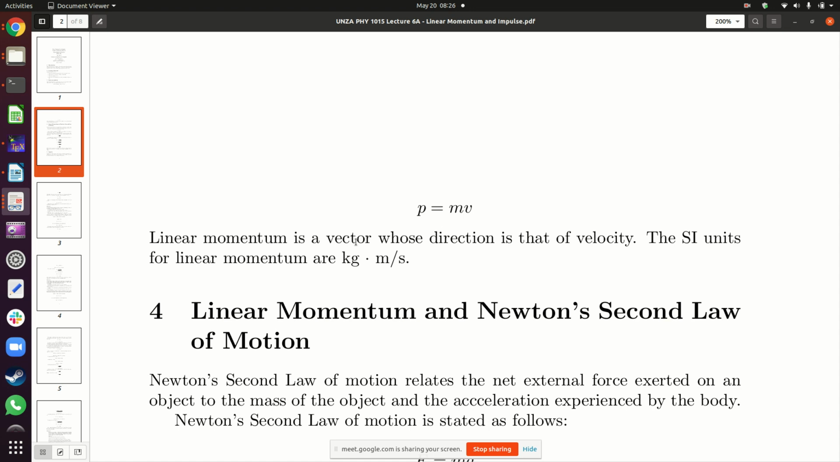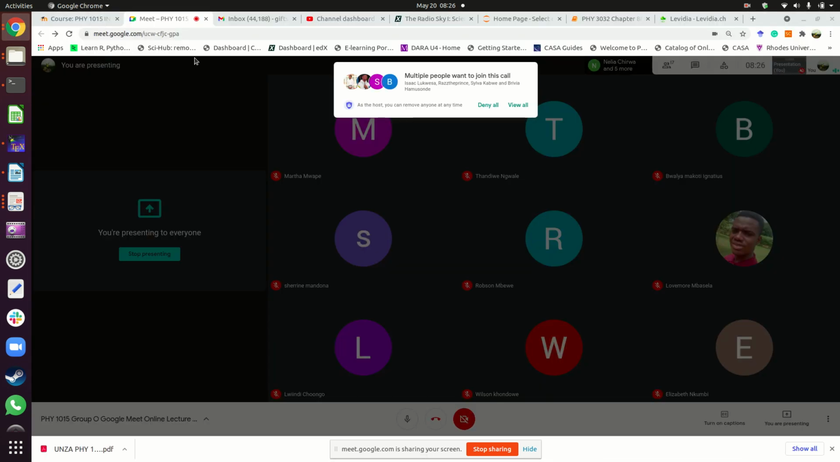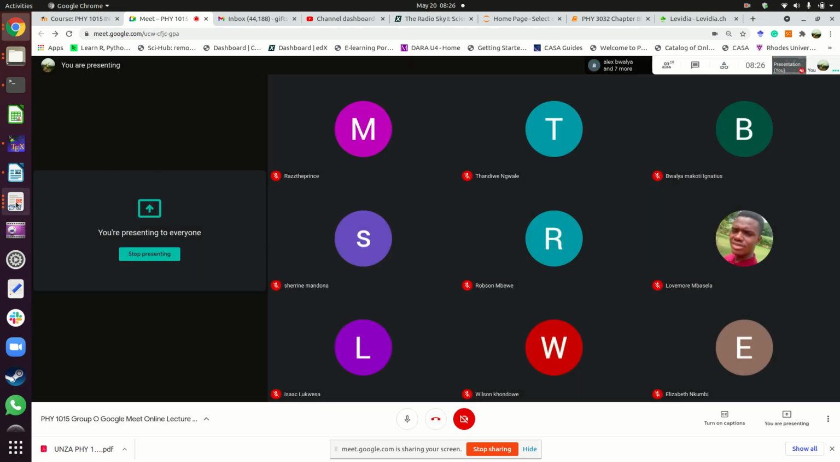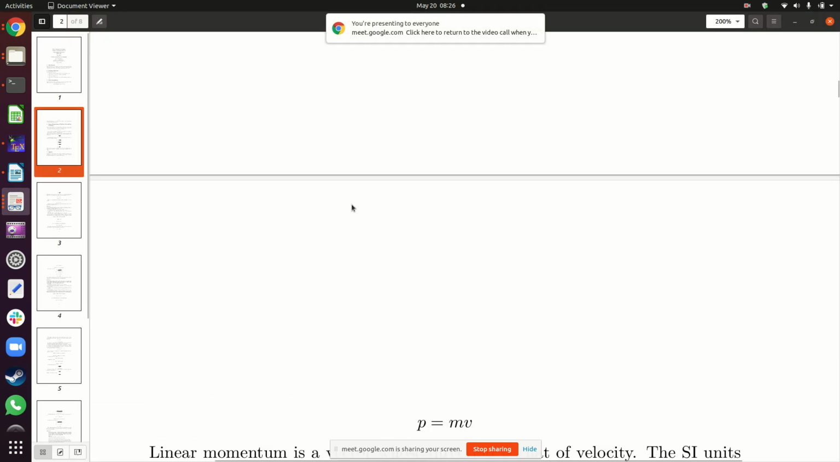Apart from the direction, it also means that you might have to find a component of this linear momentum. You might be interested in what is the linear momentum along a particular direction, for example, along the x-axis or along the y-axis. Those are things you might be interested in. Okay, so that's basically what linear momentum is.